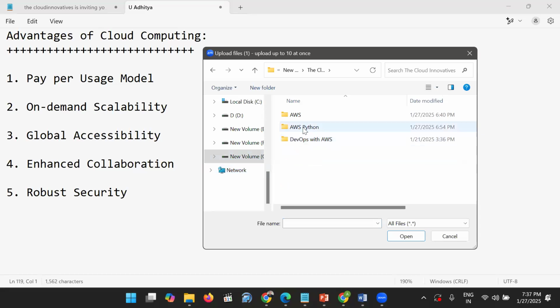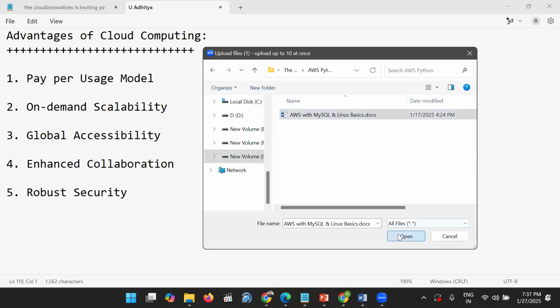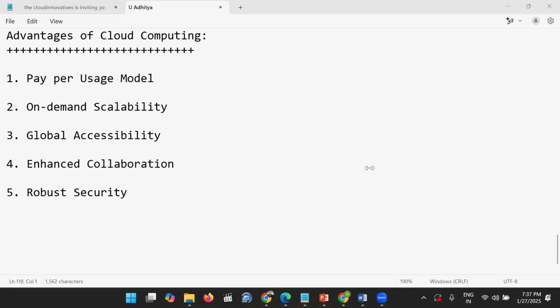Sir, I have a question. I don't understand why we cover MySQL inside the AWS? Because in the services we need to explore, we need to learn MySQL. I can tell you the importance of MySQL while teaching the MySQL concept.